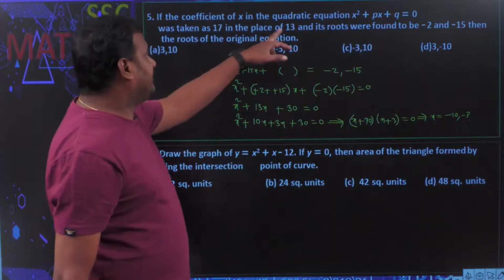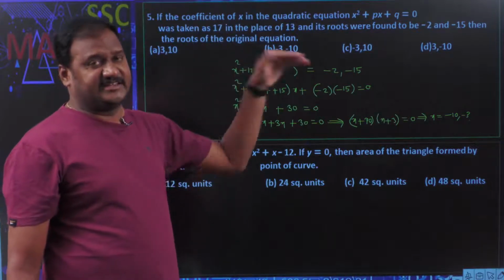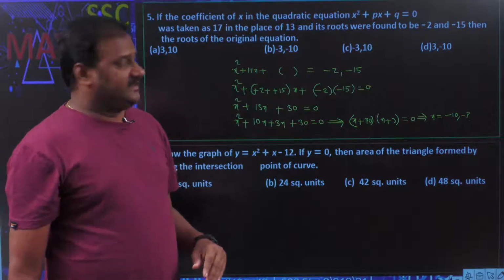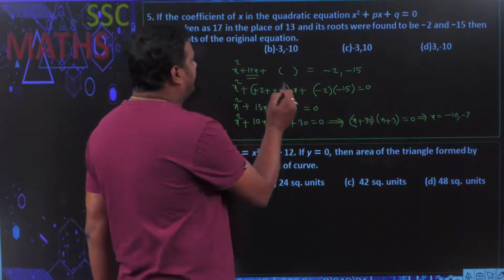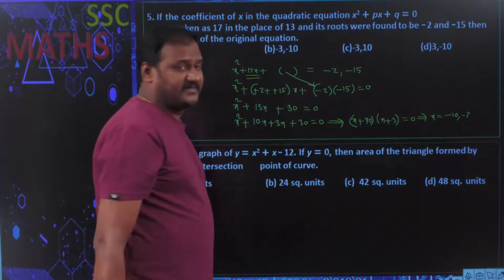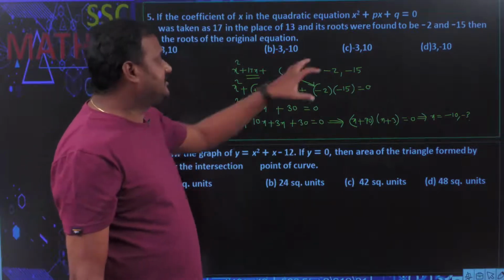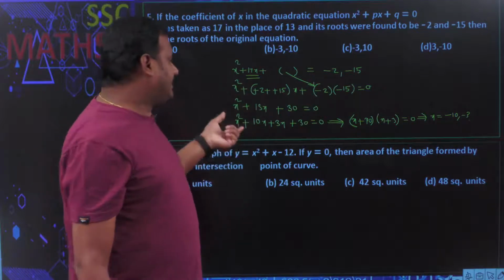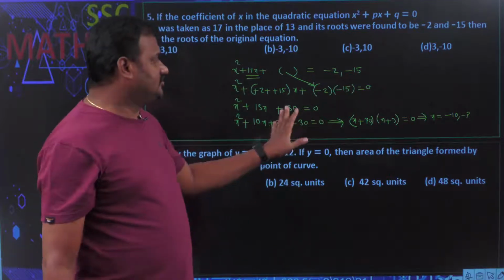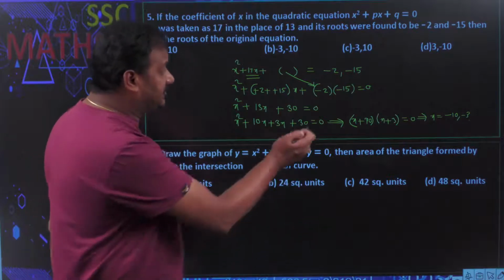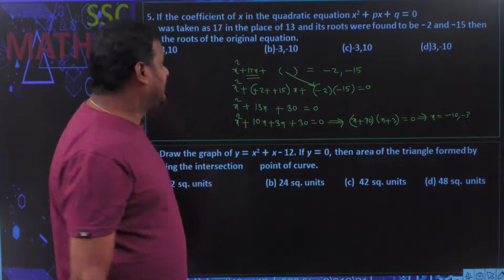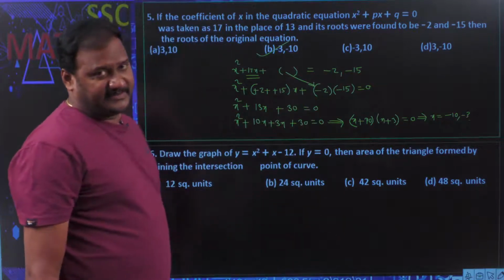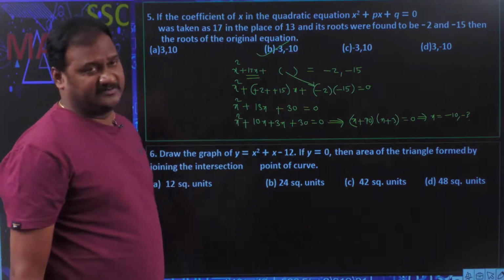If you take 13 in the place of 17, because it was taken 17, then the roots were found to be minus 2 minus 15. Understand? Then with the help of this 17, you can easily figure out what the constant term is. So the constant term is the same. Now you will have to change the coefficient of x to 13. Accordingly, you will have to find out the roots. So this is the way of answering the problem. Therefore, the values of x are minus 10 comma minus 3. You understand? This is one of the most important problems.